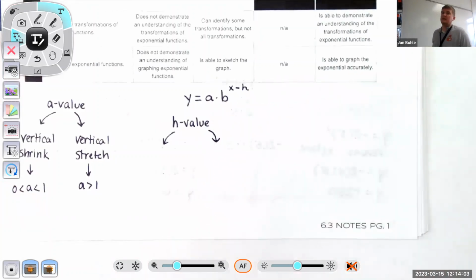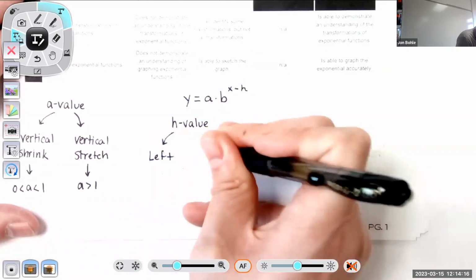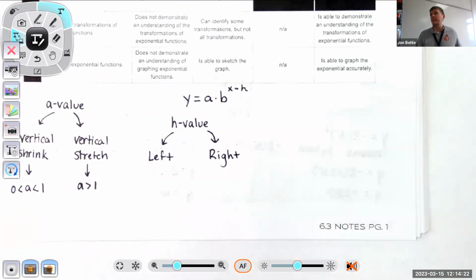What are the two different things the H value can do for my graph? Move it left and right. You can write the word translate if you want to, just for the sake of time. I'm going to use left and right. It's going to move your graph just to the left or just to the right. How do I tell if it's to the left or if it's to the right? If it's positive, it'll move left, and if it's negative, it'll move right.